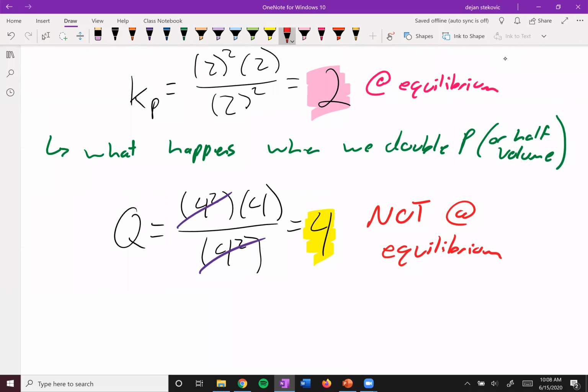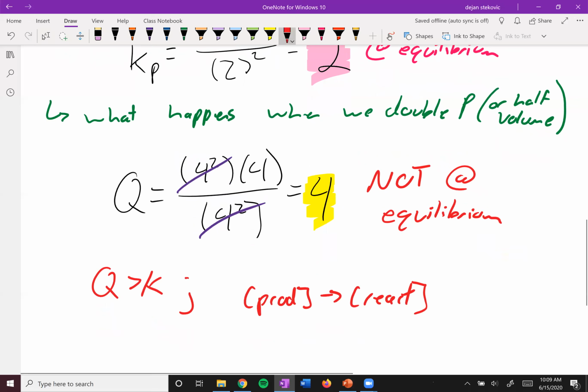And so in this example, Q is greater than K. And so that means that we have too many products, because Q is products over reactants. So in order to get back to equilibrium, some of our products will turn into reactants.